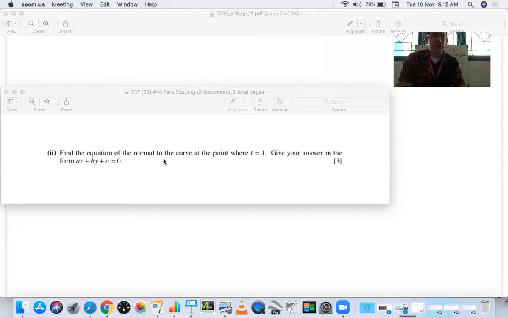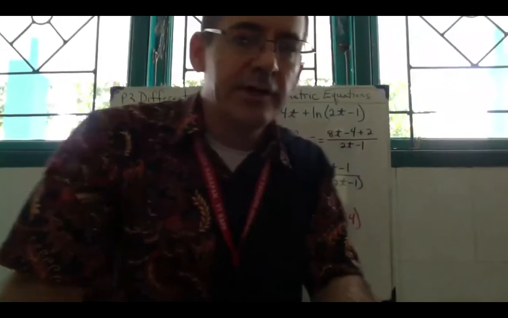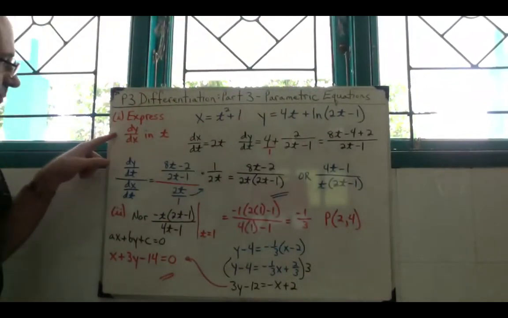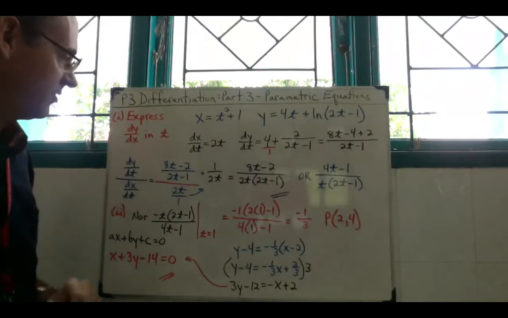So the normal to the curve, you learned this back in Pure Maths 1. At t equals 1, give your answer in the form of ax plus by plus c equals 0. So the equation of the normal is a linear equation, and they want the form ax plus by plus c equals 0. Okay, let's get back to the board here.